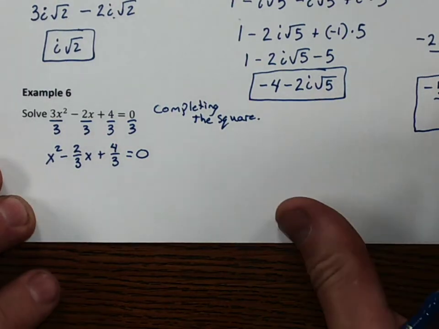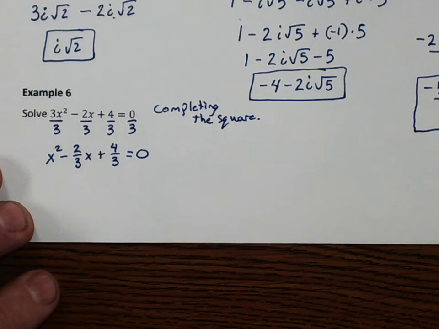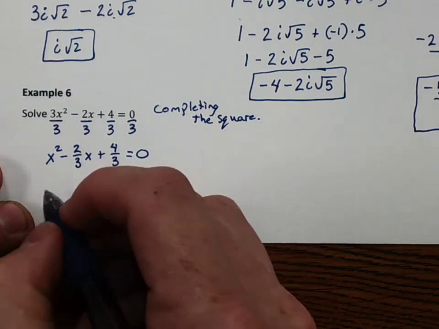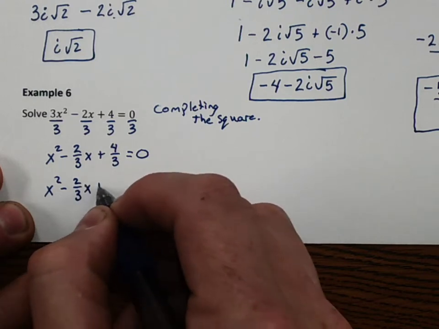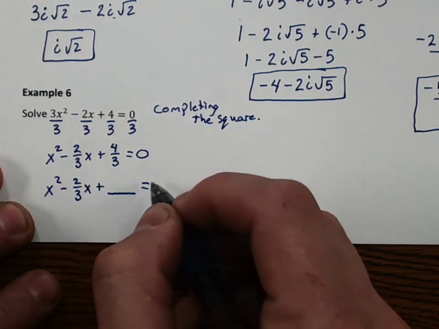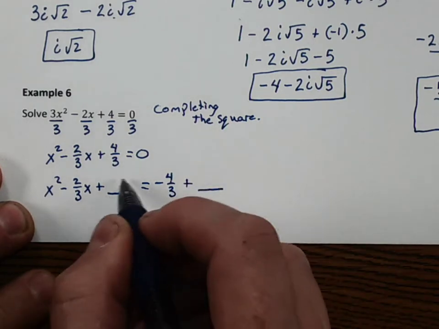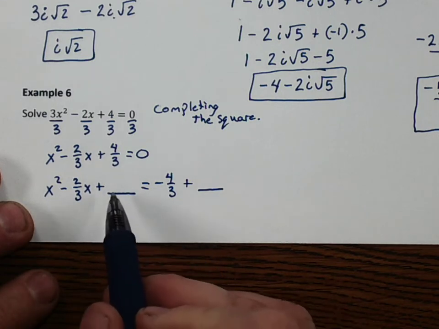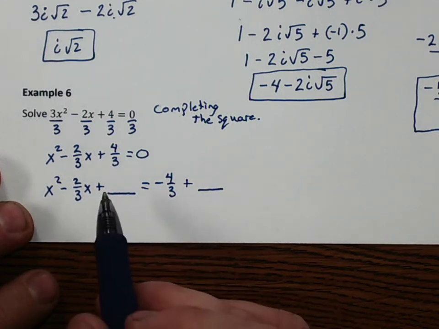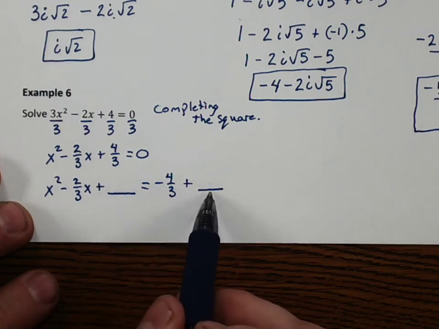Now to complete the square, I'm going to prep it by moving the constant to where the 0 is by subtracting it. So I'm going to say x squared minus 2/3 x plus something is going to equal negative 4/3 plus that same exact something. So I'm going to put something in this spot right here. It's going to make a perfect square. This is the thing that completes the square. If I put it here, I must also put it there as to not change the equation.